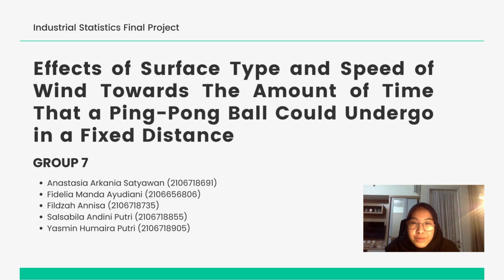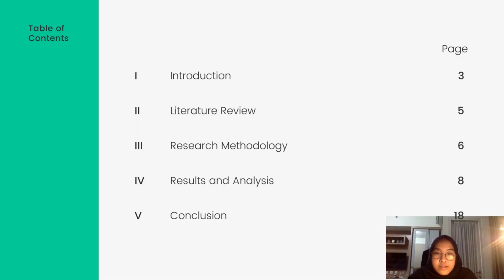Hello everyone, we are from Group 7 here to present our final project for industrial statistics with the title Effects of Surface Type and Speed of Wind towards the amount of time that a ping pong ball could undergo in a fixed distance. Here are the contents for the presentation.